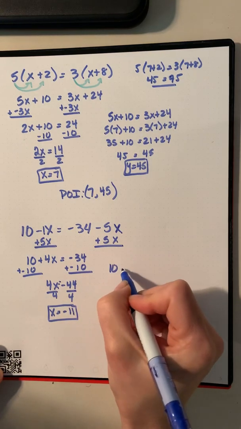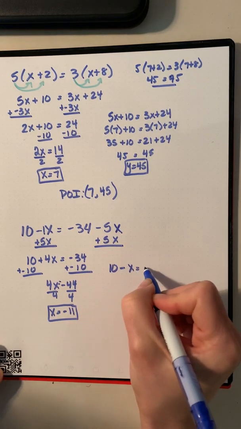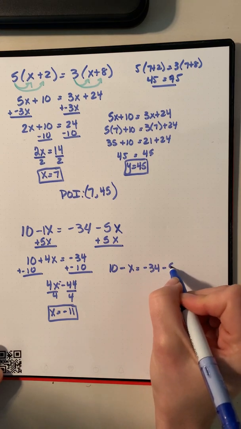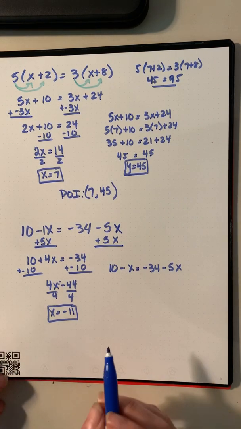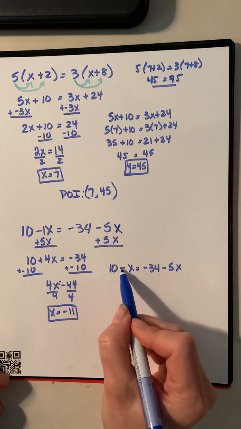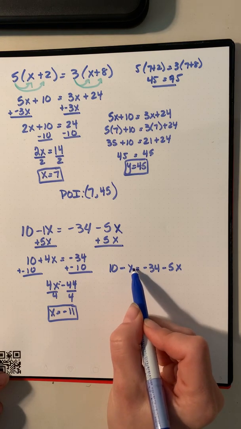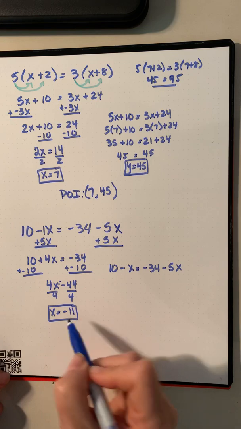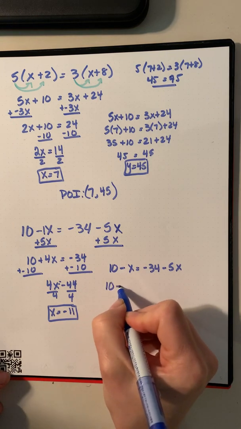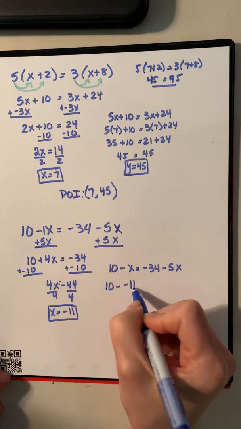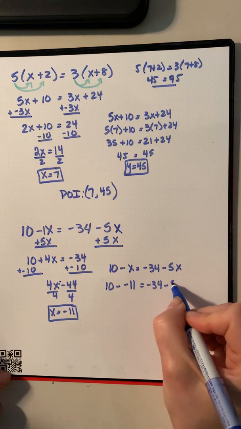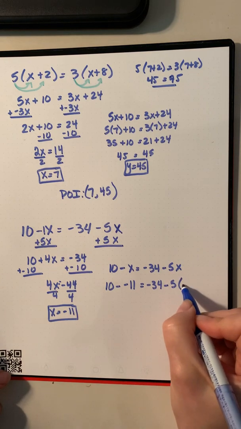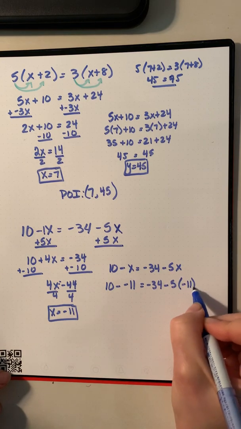I've got 10 minus x equals negative 34 minus 5x. And this is where we're really going to have to be careful with these signs. This is the reason I worked this one out. Notice this means 10 minus whatever x is. My x is a negative 11, so this really means 10 minus a negative 11. Negative 34 minus 5 times whatever x is, which is a negative 11.